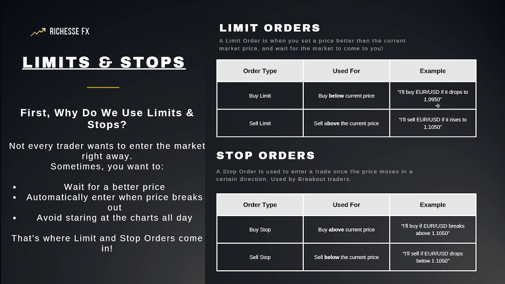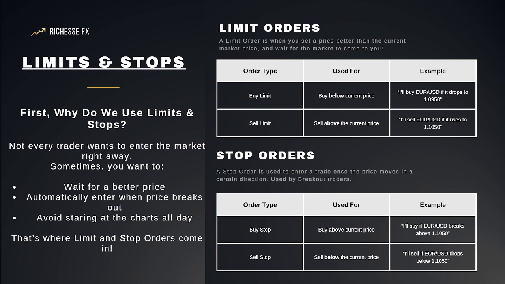Let me give you an analogy. Say you're seeing a pair of Supreme trainers at about $210, but you're just waiting for it to come to $170 because you want to pay that little bit less, that little bit discount, so you can save a little bit of money. It's the exact same in terms of limit orders. And then vice versa, sell limit: sell above the current price. I'll sell Euro USD if it rises to 1.1050.